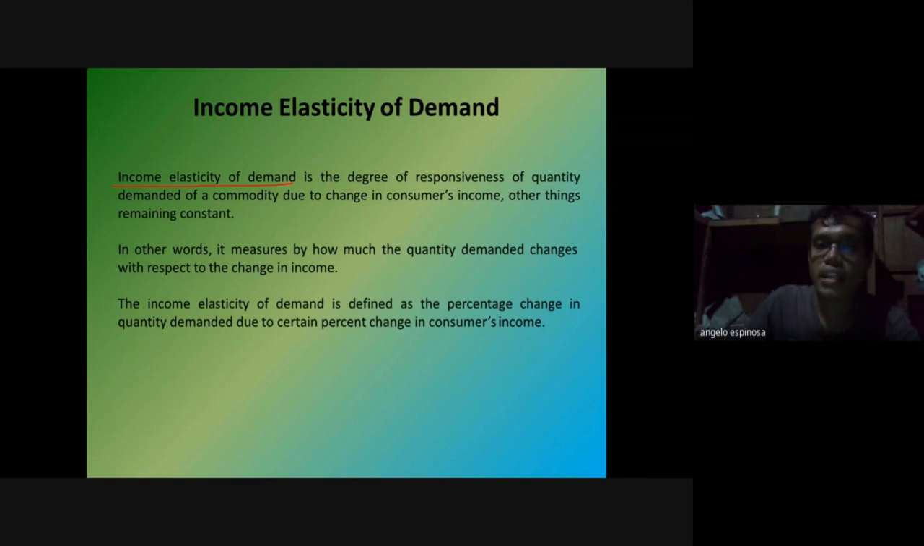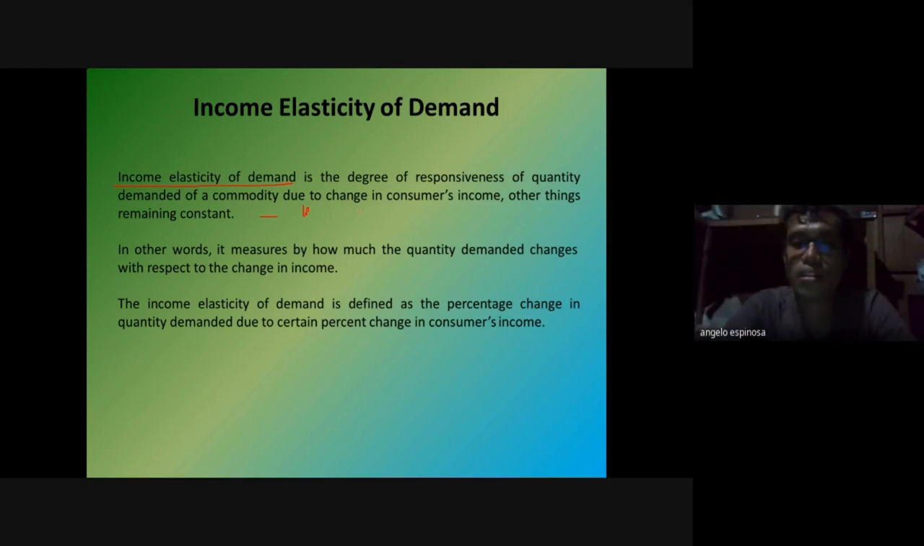So, income elasticity of demand is the degree of responsiveness of the quantity demanded of a commodity due to a change in the consumer's income, other things remaining constant. We have two types of goods with respect to income: inferior goods and necessary goods. In other words, it measures by how much the quantity demanded changes with respect to the change in income, whether increasing or decreasing.